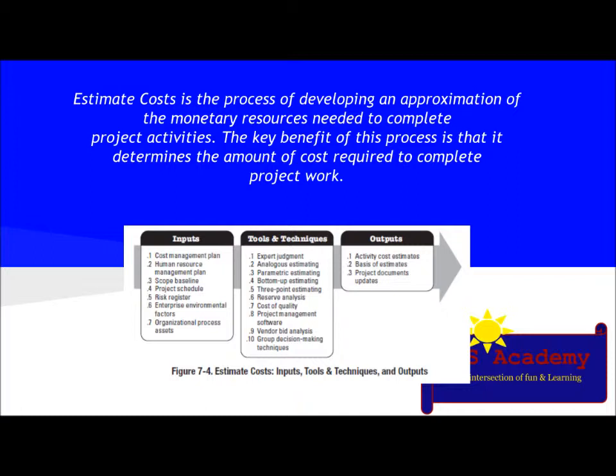work. So the inputs involved are cost management plan, human resource management plan, scope baseline, project schedule, risk register, enterprise environmental factors, and organizational process assets. The tools and techniques involved are expert judgment, analogous estimating, parametric estimating, bottom-up estimating, three-point estimating, reserve analysis, cost of quality, project management software, vendor bid analysis, group decision-making techniques. And the outputs are activity cost estimates, basis of estimates, and project document updates.